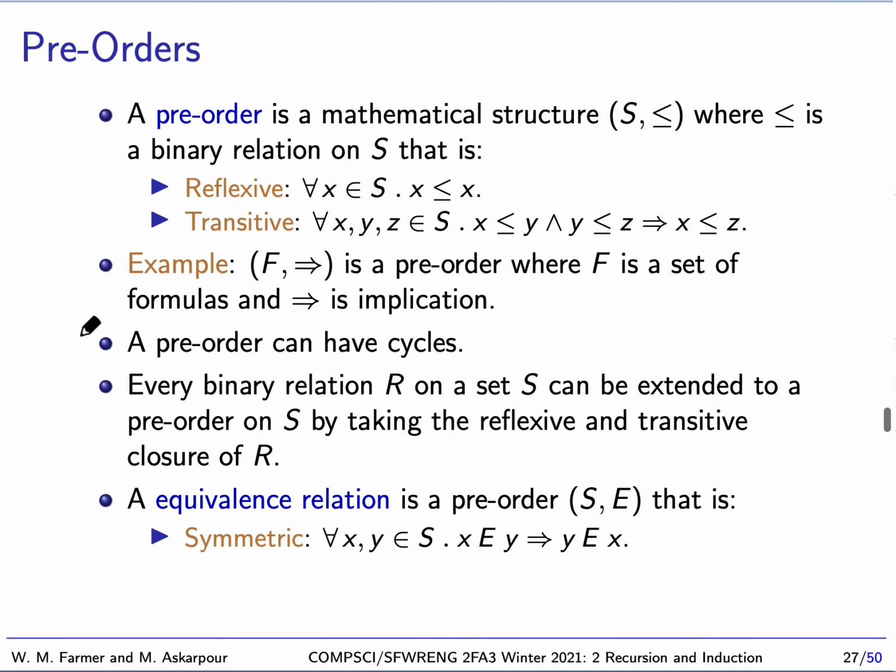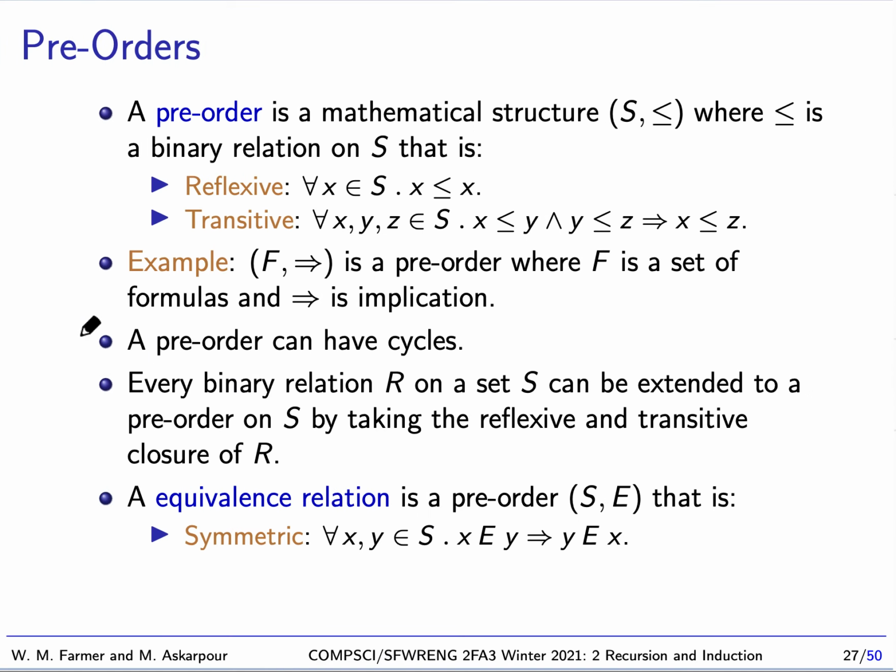Okay, so we're going to talk about several different kinds of orders. The first kind is something called a preorder, which is not actually an order, but it has some of the properties of an order. So a preorder is going to be a set S with a binary relation on S. And let me remind you what this means: a binary relation is a subset of the Cartesian product of S and S. So it's a set of pairs. Now, a preorder has two properties. It's reflexive and transitive. Reflexive means that everything is related to itself, and transitive means that if X is related to Y and Y is related to Z, then X is related to Z.